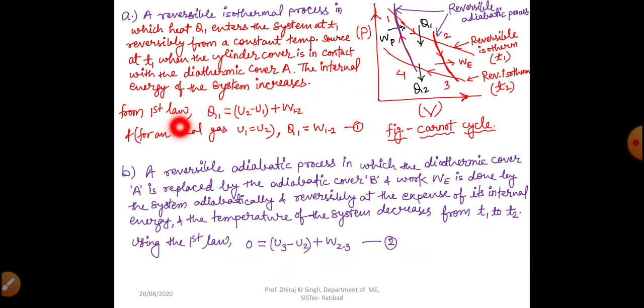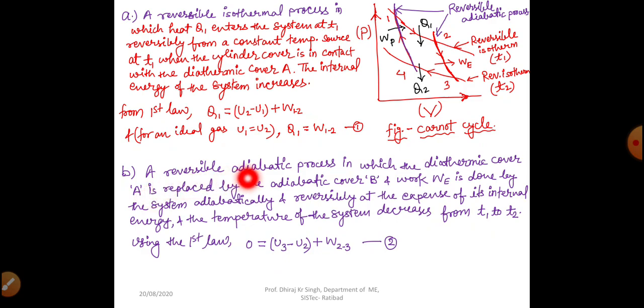So from the first law of thermodynamics, we know del Q equals dU plus del W. So we can write that heat supplied is Q1 and change in internal energy is final internal energy minus initial internal energy, plus work done. Here we can see that in an isothermal process, for an ideal gas, internal energy is a function of temperature. So internal energy at inlet is equal to internal energy at outlet. So U1 will become equal to U2. So the equation will become Q1 equals W12. So that will be our equation 1.